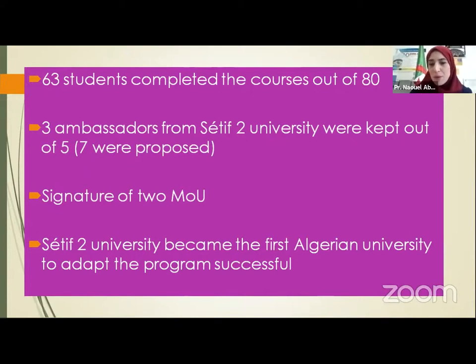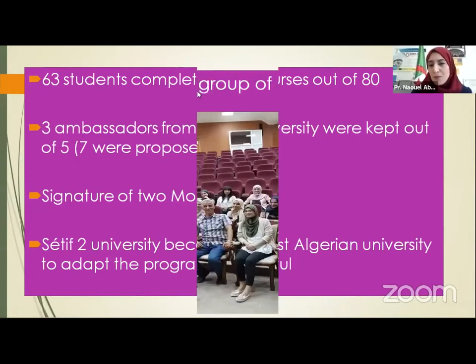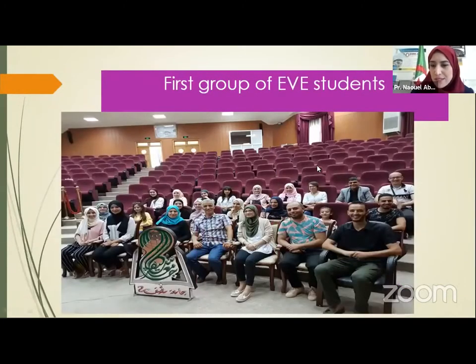There were 7 proposed, 5 were kept, and 3 of them were students of Sétif University. As a result, there was the signature of 2 memoranda of understanding, and Sétif University became the first Algerian university to adapt the program successfully, including educational technology. The first group of EVE students, you can see it here, were the students who successfully completed the course. How could this be successful?